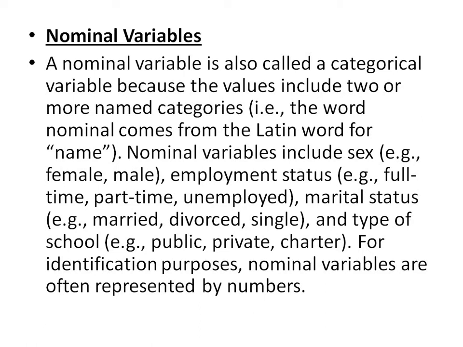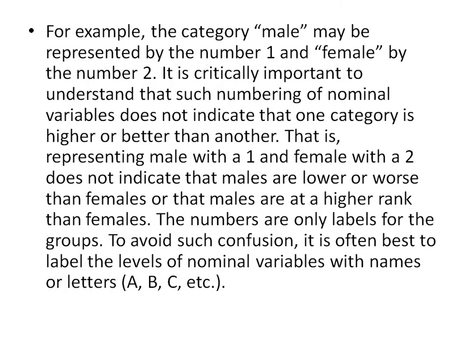For identification purposes, nominal variables are often represented by numbers. For example, the category male may be represented by the number 1 and female by the number 2. So in order to measure these variables, we assign numbers to the categories, like we assign number 1 to the male category and number 2 to the female category.